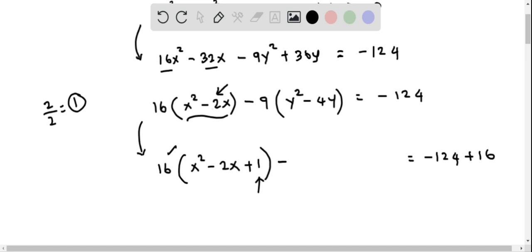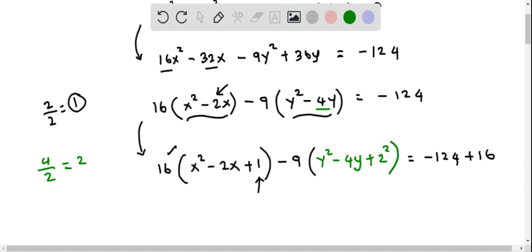Now let's do the completion of square for the y variable. So I write negative 9 times, we should complete the square for y squared minus 4y. Here we take half the coefficient of the y variable, which is 4 divided by 2, and this equals 2. So we add its square. So first I write down these two terms, y squared minus 4y plus 2 squared. And then this 2 squared is 4, which means 9 times negative 4 is negative 36. So we should also add a negative 36 to this side.